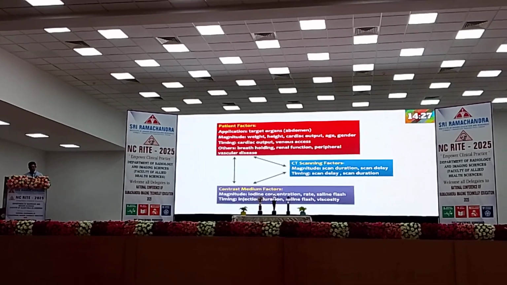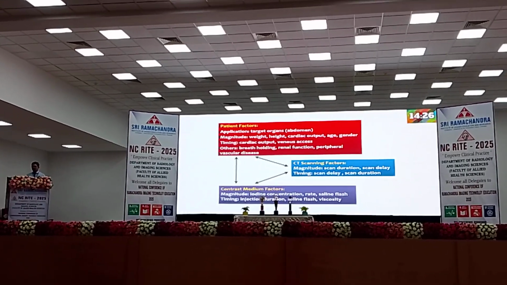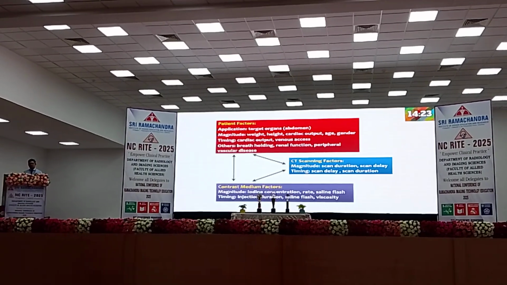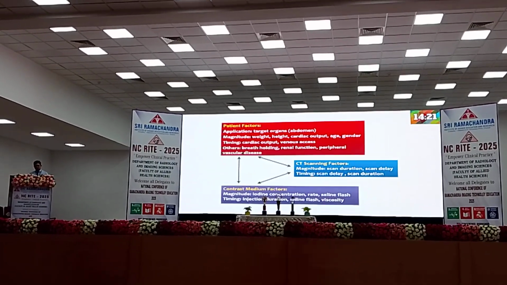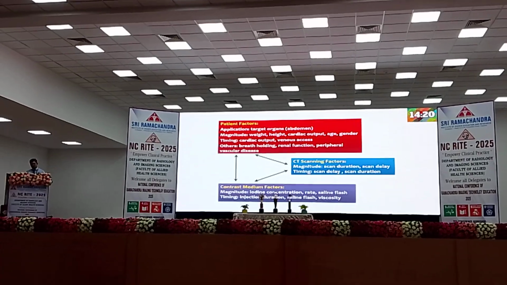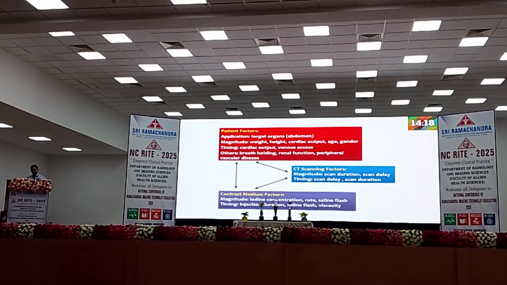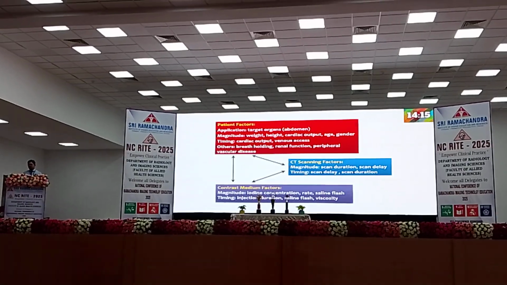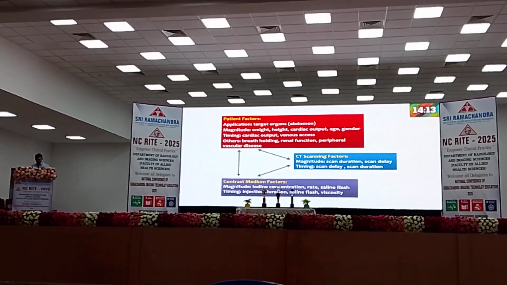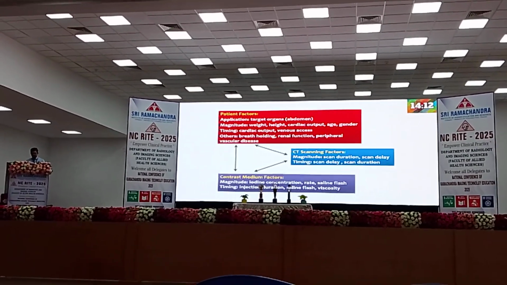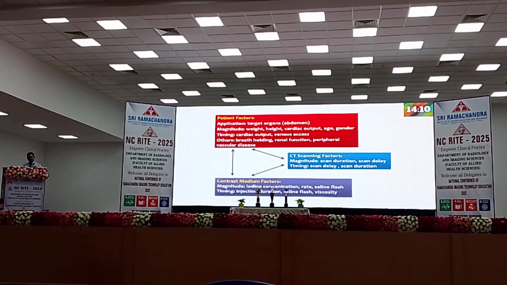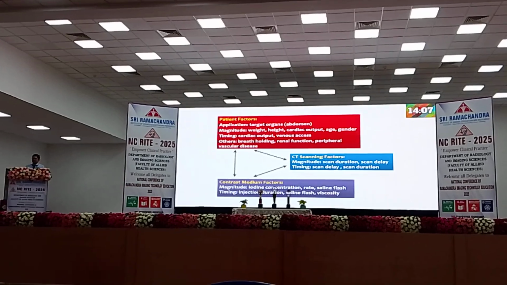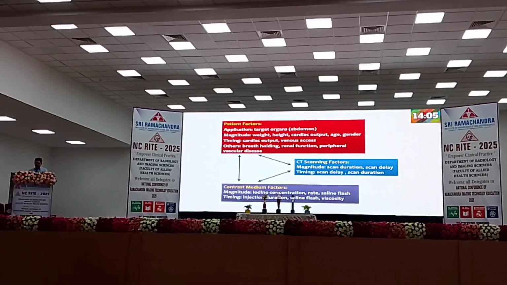When it comes to patient factors, the target area will vary, sometimes chest, sometimes abdomen, sometimes lower limb angio or cerebral angio. So what are the different factors? Weight of the patient, height, cardiac output, age and gender will vary patient to patient. It is definitely not the same for all the patients. When it comes to scanning factors, scan duration and scan delay will vary. Usually scan duration will vary, but scan delay is usually constant for all the patients.